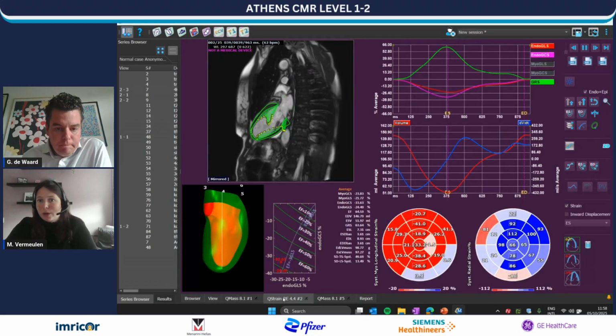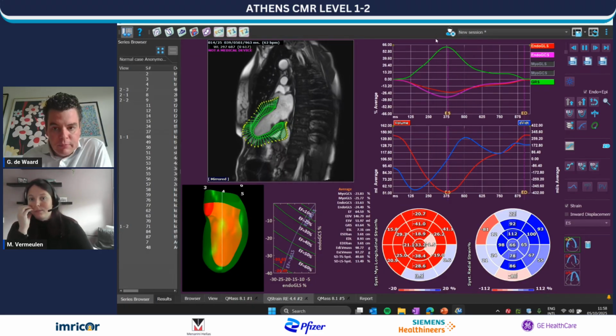Yeah, maybe briefly indeed, besides the volume assessment, Dr. De Waard was also talking about strain, and I would just like to highlight that as we can see over here, is also something that MEDIS does provide automatically. Yep, and you can really see all the different GLS, GCS, and yeah, you get all these values.